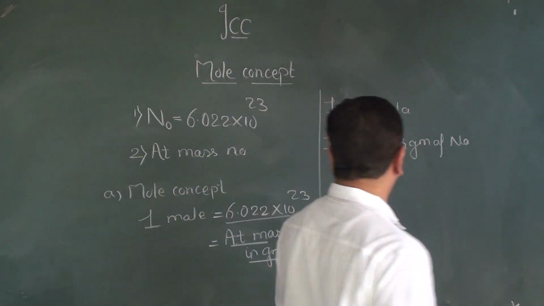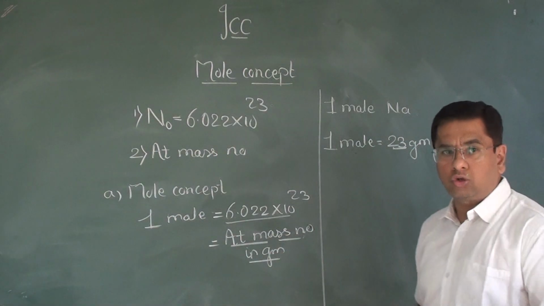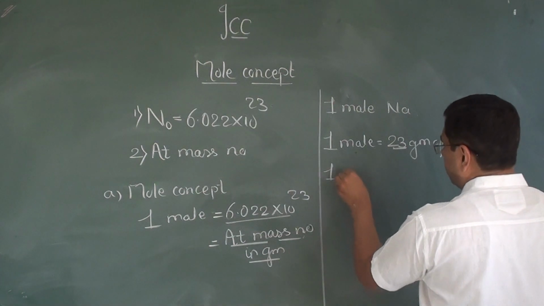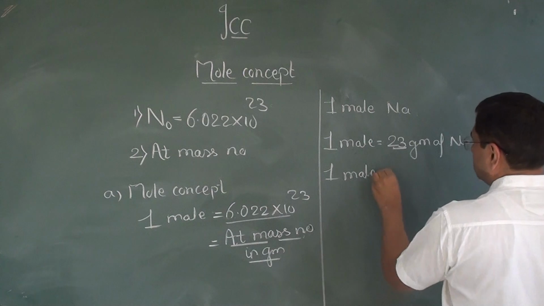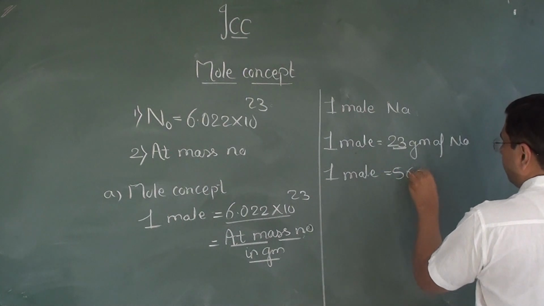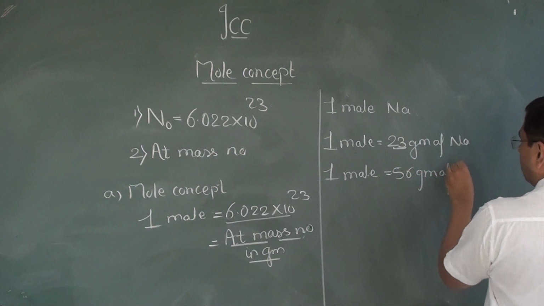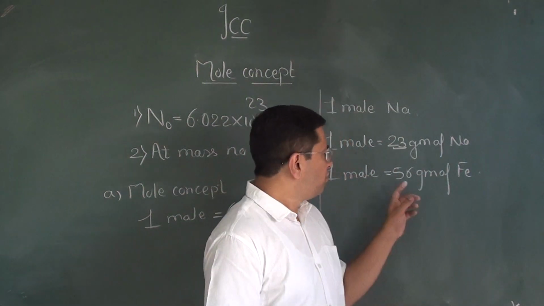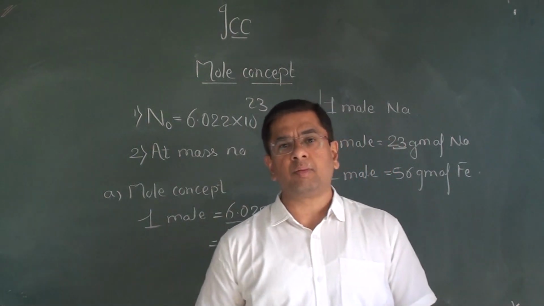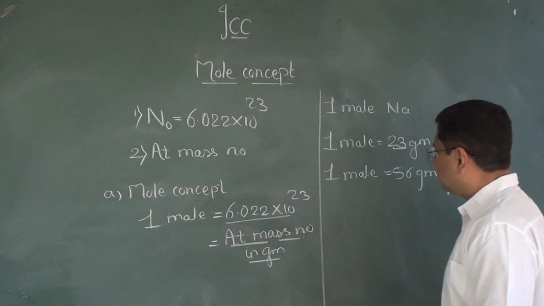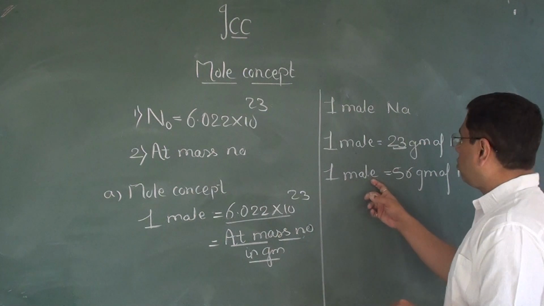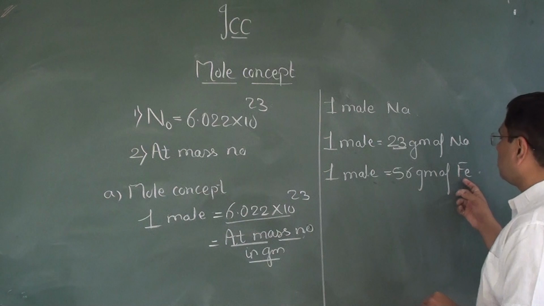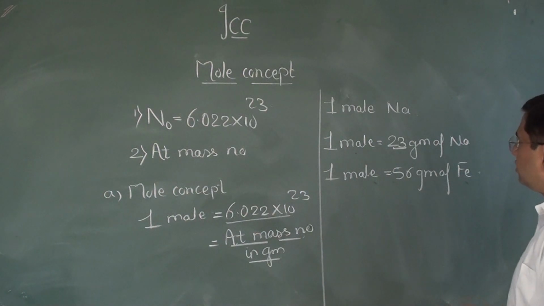Let us take another example. This is 1 mole of sodium. If I want to talk about 1 mole of, let us say, iron, 1 mole of iron will be 56 grams of iron. 1 mole of iron is equal to 56 grams. I hope you know that the atomic mass number of iron is 56, and therefore 1 mole of iron is equal to 56 grams of iron.